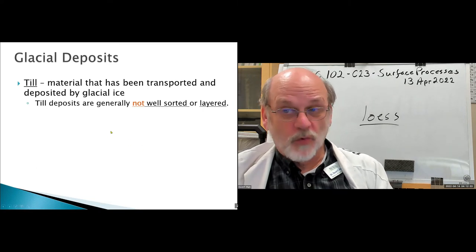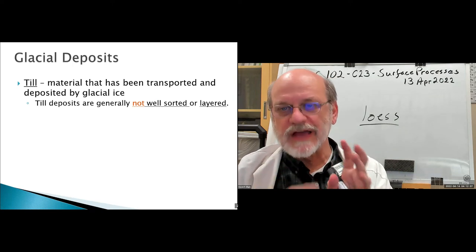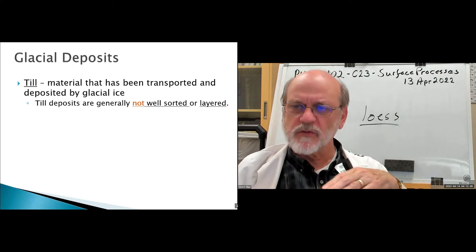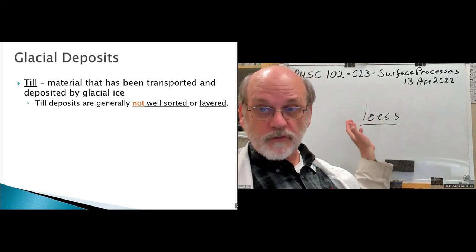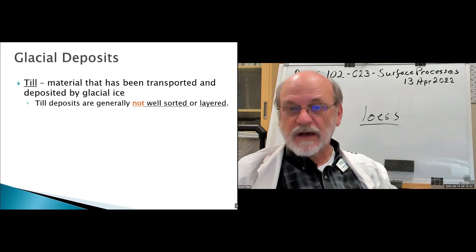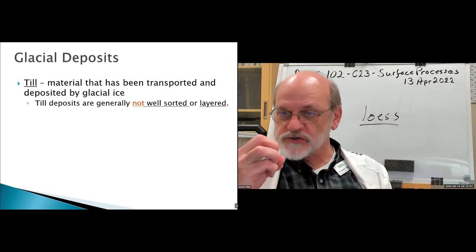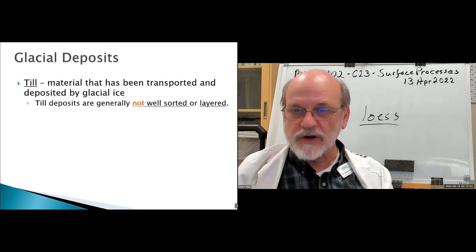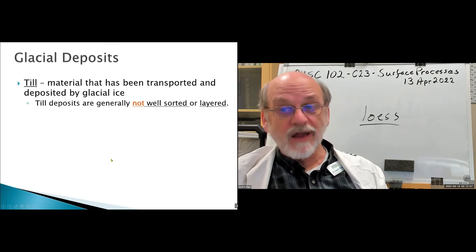They're generally not well sorted. In other words, they're a conglomeration of different particle sizes. Unlike sediments from a river, right? Like I showed you with the river that overtopped its bank, sand, silt, clay, these deposits are a mix of everything. They could be large stones right down to clay particle sizes. And they're generally not layered.